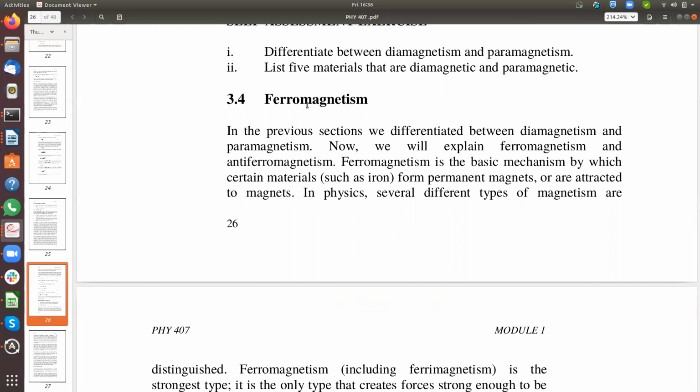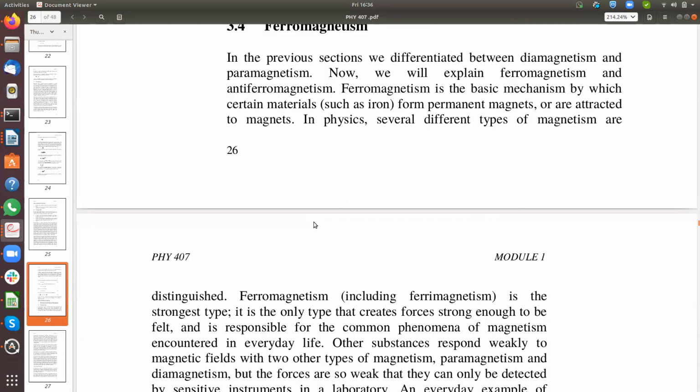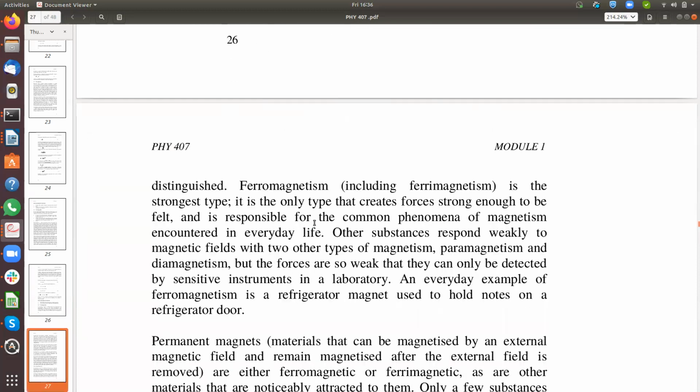So now we explain ferromagnetism and antiferromagnetism. Ferromagnetism is the basic mechanism by which certain materials such as iron form permanent magnets or are attracted to magnets. In physics, several different types of magnetism are distinguished. 1. Ferromagnetism, including ferrimagnetism, is the strongest type. It is the only type that creates forces strong enough to be felt and is responsible for the common phenomenon of magnetism encountered in everyday life.